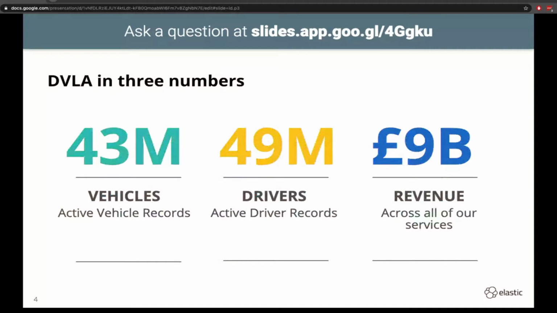So a quick bit of insight is, if you've got 43 million vehicles and 49 million drivers, that means you've got 6 million backseat drivers. So that could explain a few of the arguments that people have about backseat drivers.